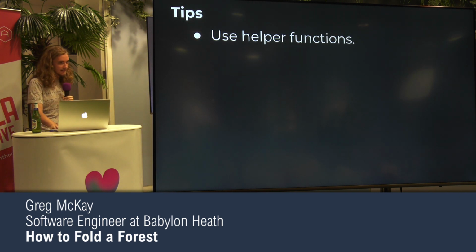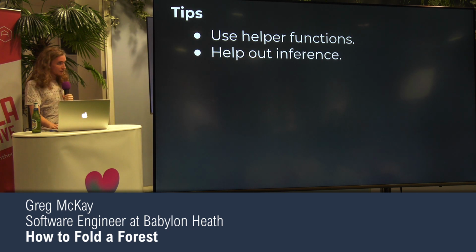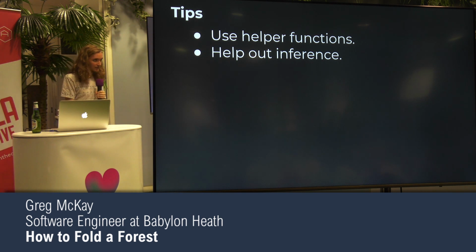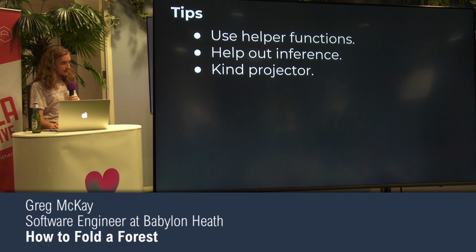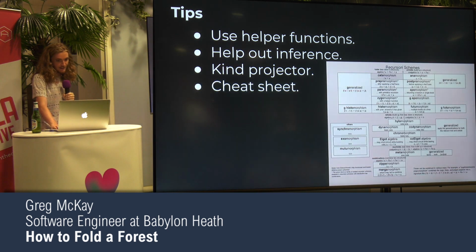Okay, and if you do use this, use helper functions to get rid of those fixes that you have to write everywhere. Help out inference. Sometimes the compiler starts hating on you because it can't work out what's going on. So just put in the type signatures, put in the type parameters, and that should help. And kind projector, if you know what that is, it's a compiler plugin. It's also very helpful when doing this stuff.